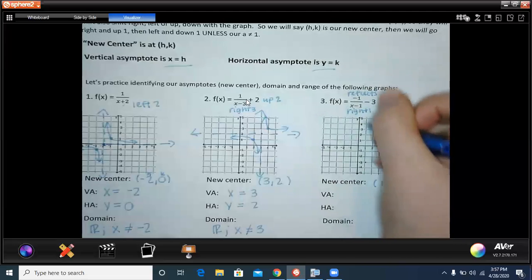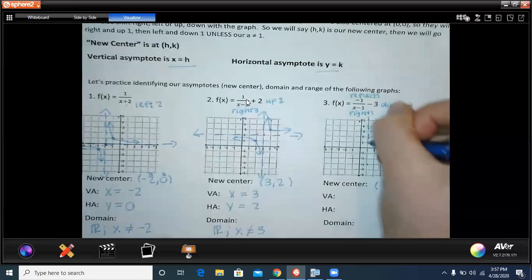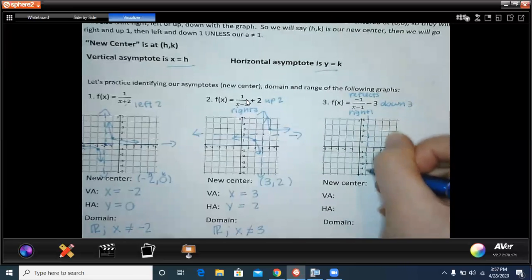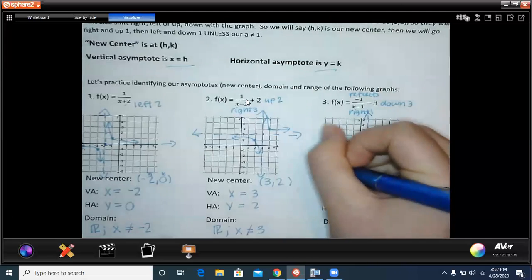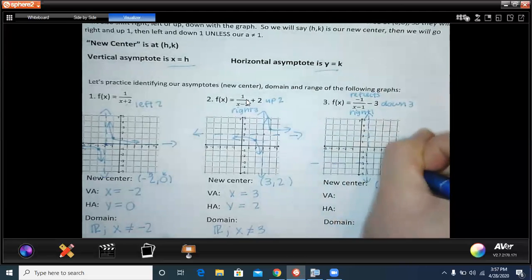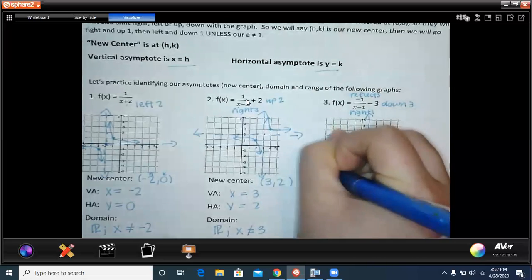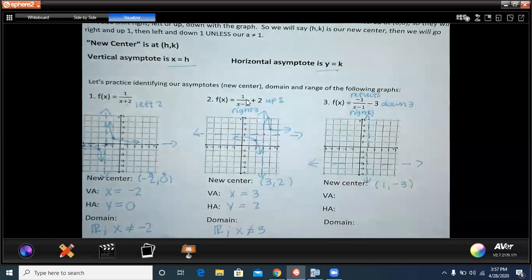So I've got a vertical asymptote at 1 and a horizontal at -3. All right, so our vertical is at 1, our horizontal at -3.